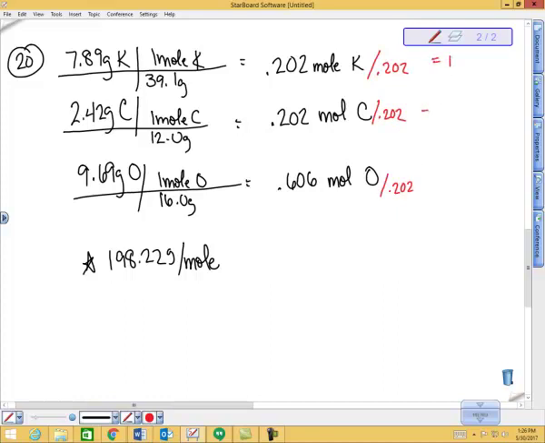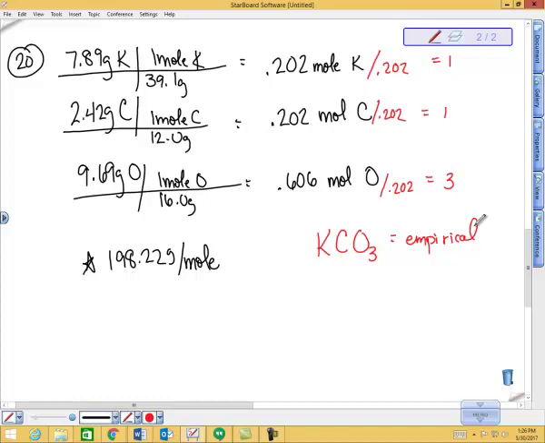This will be 1 to 1 to 3, which makes your empirical formula have 1 K, 1 C, and 3 O's. This would be your empirical formula. Okay, it's empirical because we can't simplify that down anymore. It doesn't simplify. 1 to 1 to 3 doesn't reduce.